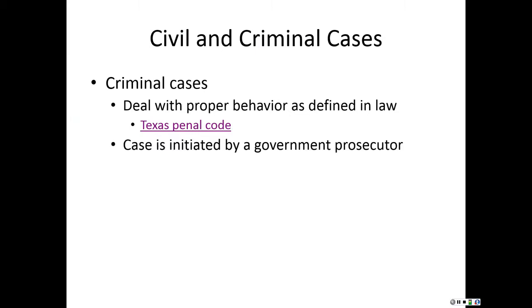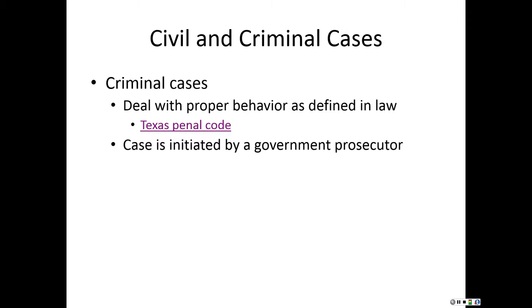In a criminal case, the case is initiated by a government prosecutor. In a criminal case, at the trial level, the lowest level, remember how I said in a civil case the government can be any party? They can be the adversary. They can be the plaintiff, or they can be the defendant. They can be the accuser, or they can be the accused.